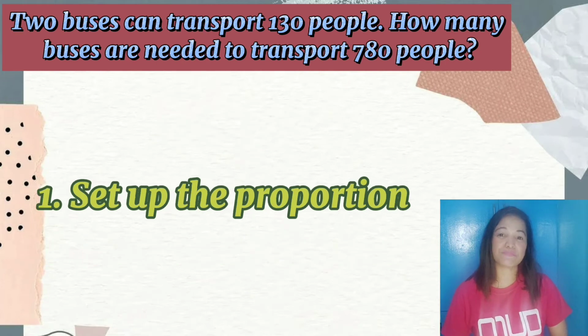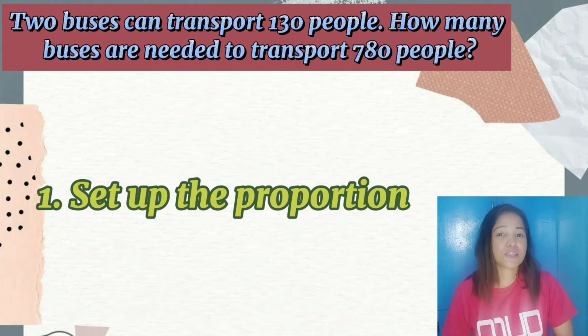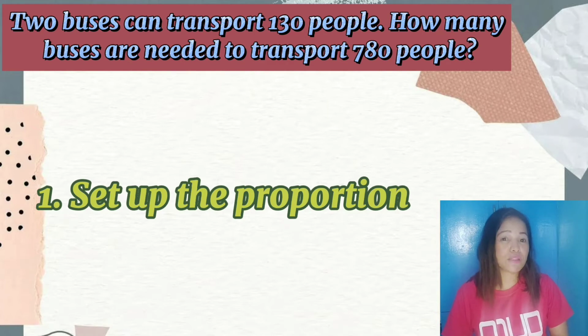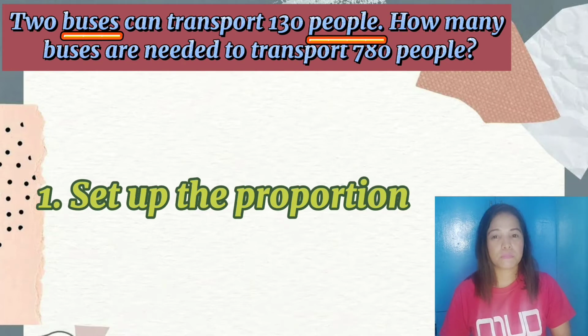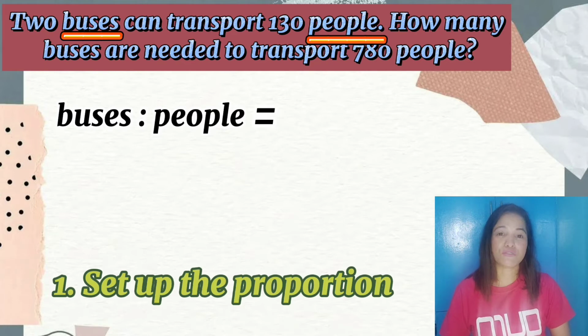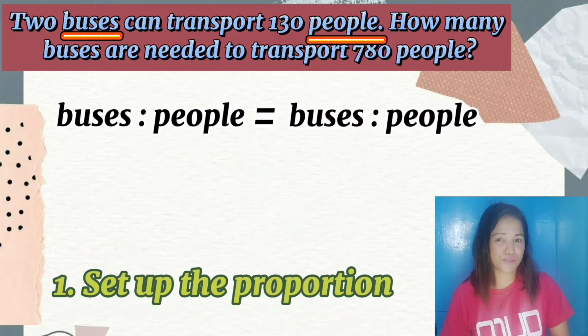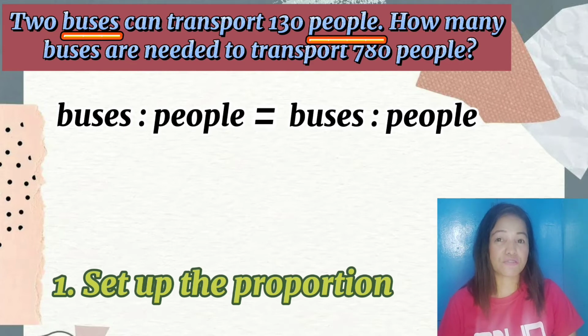Paano ba mag-set up ng proportion? Okay, ang kailangan lang natin gawin ay alamin natin kung ano yung dalawang quantity na pinako-compare o nabanggit dun sa ating problem. In our problem number 1, ay ang dalawang quantity na nabanggit doon ay ang bus at ang people. Ang ating ratio ay bus to people equals, of course, dahil ito ay proportion, lagyan din natin sa kabila ng bus to people.